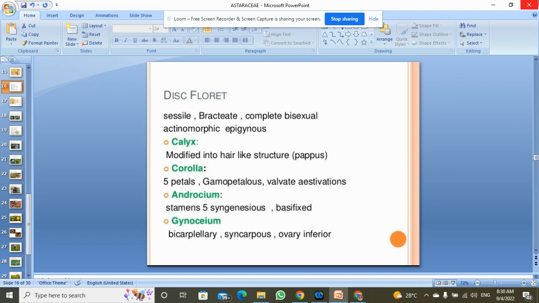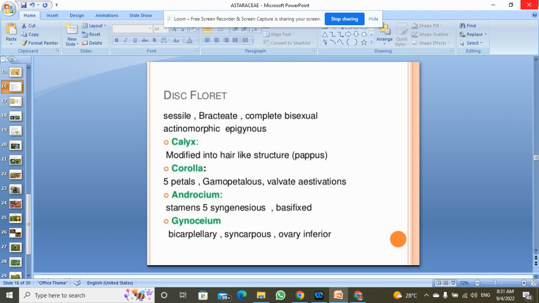Calyx: here the calyx sepals are modified into hair-like structures called pappus. Corolla: there are 5 petals united, namely gamopetalous, and the shape is tubular, and all the 5 petals are united. The arrangement is valvate. Androecium: there are 5 stamens, only the anther lobes are united, whereas the filaments are free. And this type of arrangement is called syngenesious stamens.